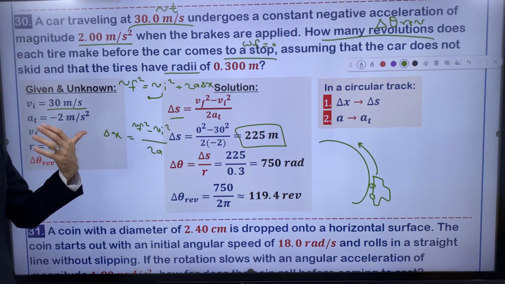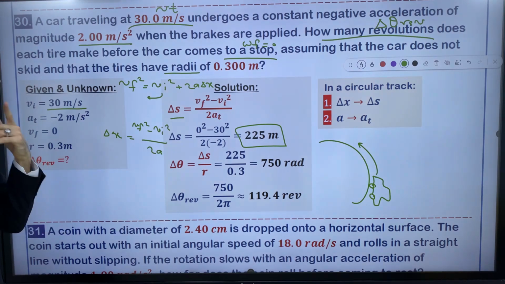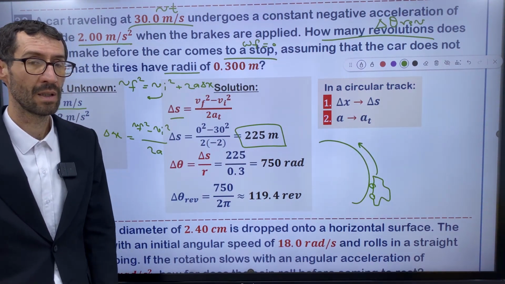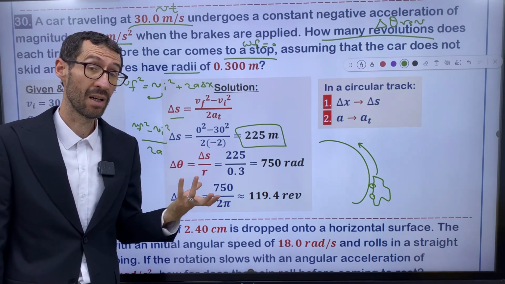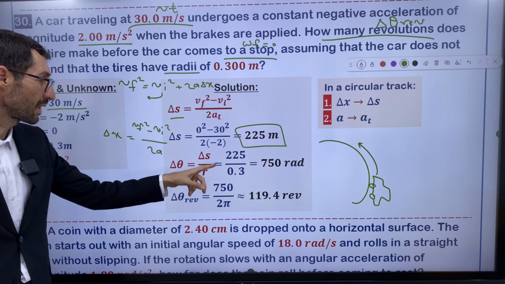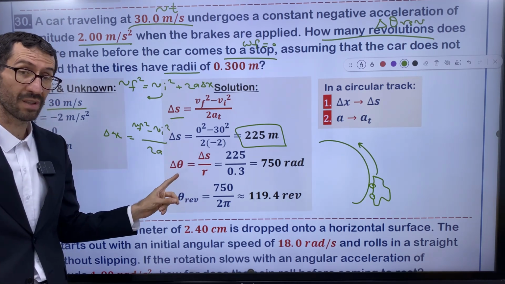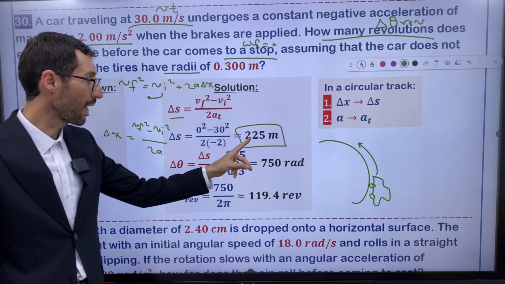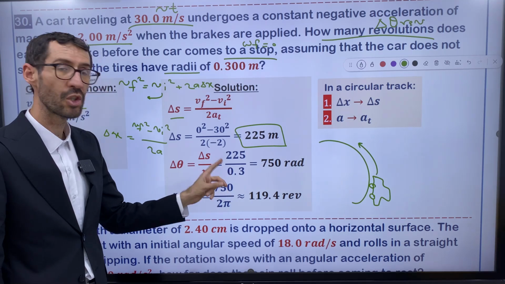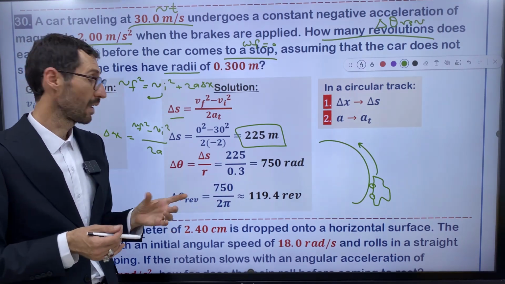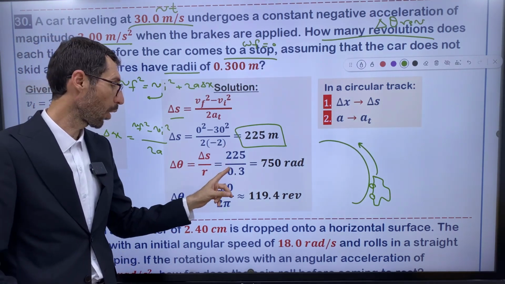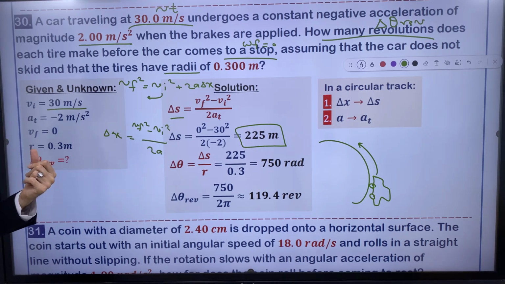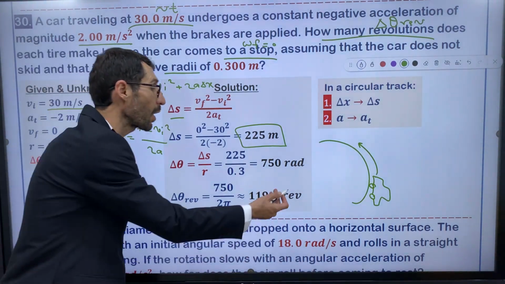It says how many revolutions, right? So how do you convert delta S into delta theta? By means of the first rule of our textbook: delta theta is equal to delta S over R. Just divide this number by the radius of each tire. So 225 divided by 0.3 becomes 750 rad. Teacher, are we done?